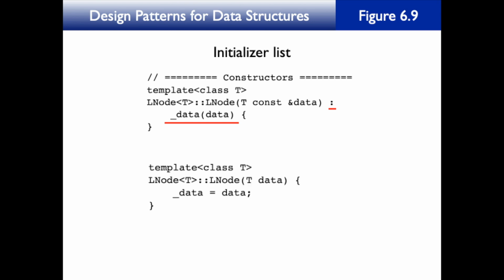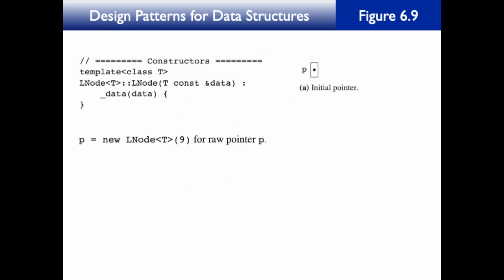You are right. It is equivalent to underscore data gets data. Okay, so let's continue on with the demo of how the constructor actually works. Here in figure 6.9, we see the actions that are performed when we do p gets new L node T 9 for raw pointer p.